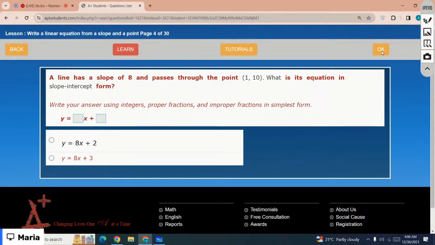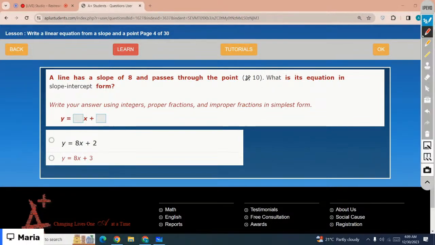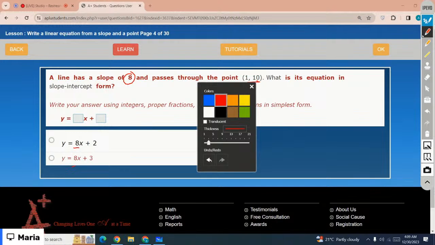A line has a slope of 8 and passes through the point 1, 10. What is its equation in slope intercept form? Let me tell you a trick, right? You are given two options. How do you see which is the correct option? Just put this point in the equation. You can see both options have slope 8. Put this point in the equation, and the equation that satisfies this point is the correct option.